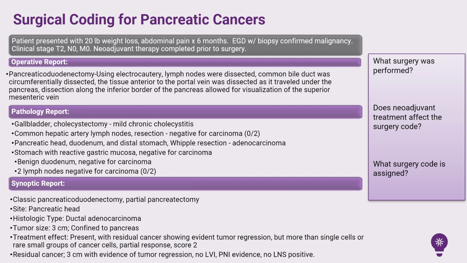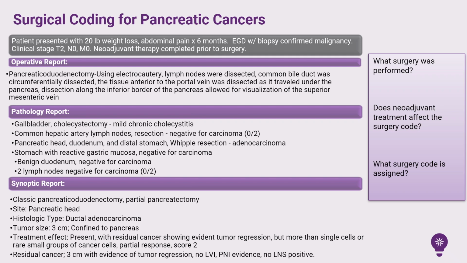The pathology report coinciding showed gallbladder cholecystectomy, common hepatic artery lymph nodes resection, which were negative, there were 2, pancreatic head, duodenum, and distal stomach. Whipple resection showed adenocarcinoma. The stomach with reactive gastric mucosa was negative for carcinoma, and it shows 0 out of 2 lymph nodes positive.